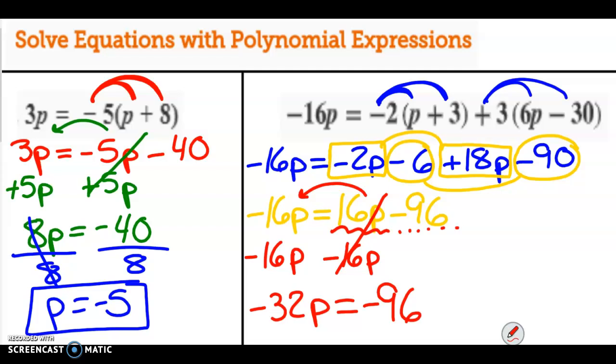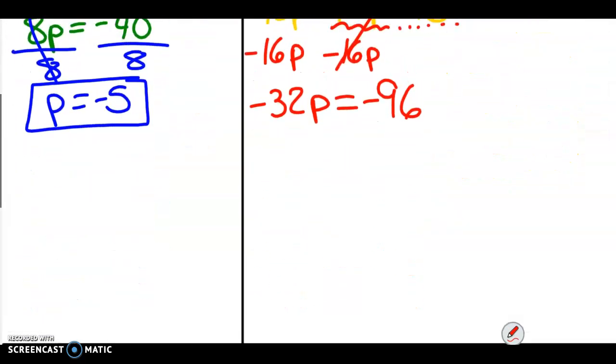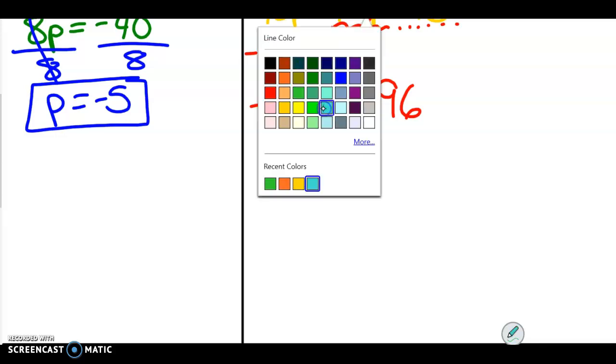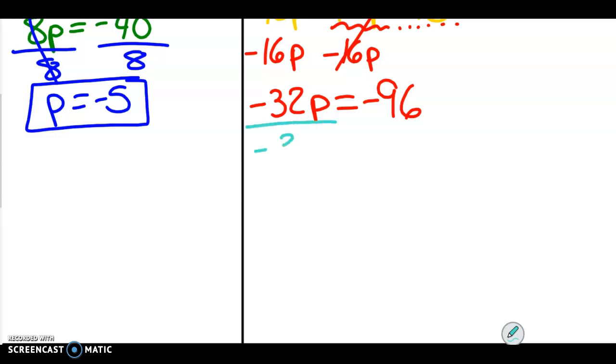And the last step to solving, remember, I need to divide by that number in front of p, and then I will end up with my final term. So I'll divide everything here by -32. Whatever I do to one side, I have to do to the other. And these look like messy numbers, but it actually ends up pretty nice.